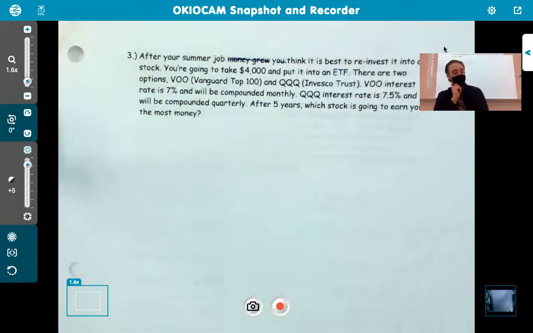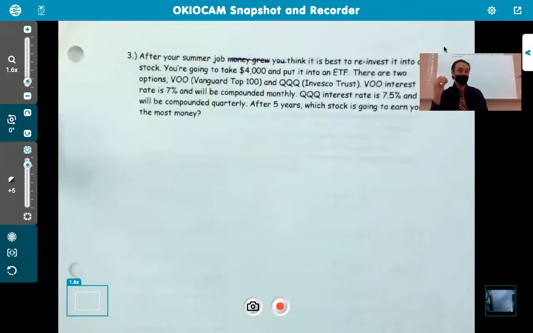You're going to take $4,000 and put it into an ETF. An ETF is kind of like a trust fund or a mutual fund. So what those things are is they take, for example, these are real trust funds or mutual funds that we're going to talk about.